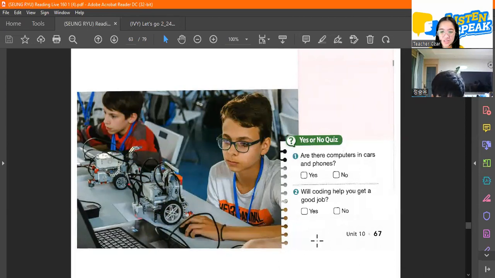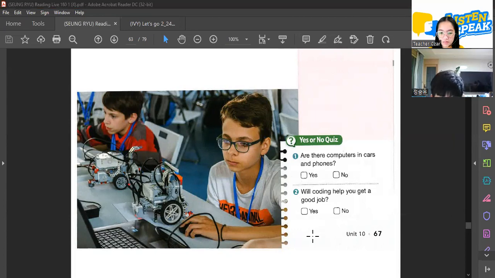Now, let's try to answer the yes or no quiz. Number one: Are there computers in cars and phones? Yes, it is very good. How about number two? Will coding help you get a good job? Yes, because nowadays, if you know how to code, many companies offer a lot of jobs about coding.